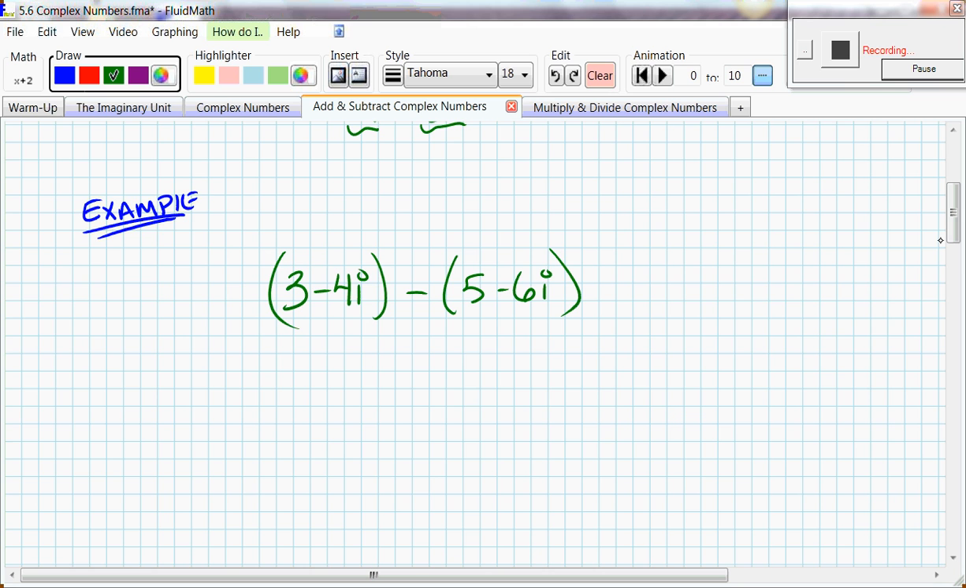All right, let's try this one. Do you remember the warning first week of school? That's right, the negative sign. So let's rewrite this as 3 minus 4i minus 5 plus 6i. Do you guys see the warning there? Remember to distribute your minus sign into both terms of your complex number there.